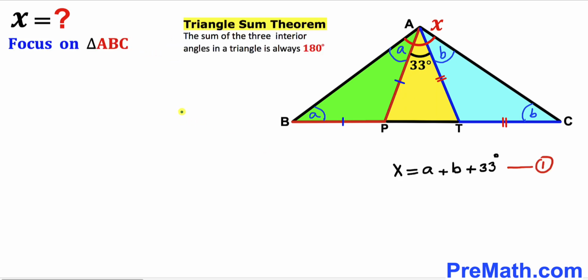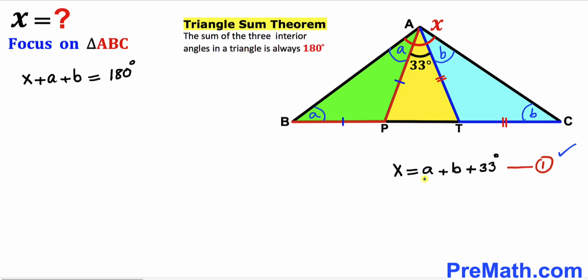And here's our next step. Let's focus on this big triangle ABC, and let's recall the triangle sum theorem. According to this theorem, the sum of the three interior angles in a triangle is always 180 degrees. So in this triangle ABC, the sum of these three interior angles, lowercase a, X, and lowercase b, must be equal to 180 degrees. So I can write down angle X plus angle a plus angle b equals 180 degrees.